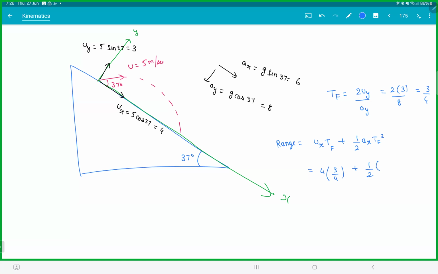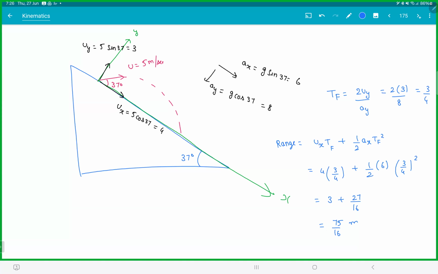So you can choose. If you say, no sir, I still want to choose this as x-axis, fair enough. Then UX also will be negative, AY also will be negative. Are you getting it? UX, AX both will be negative then. So it doesn't matter actually. So half of 6, 3 by 4 whole squared. This is 3 plus 27 by 16. Am I right? 16 times 3 is 48. 48 plus 27 is 75. Yeah, 75 by 16.